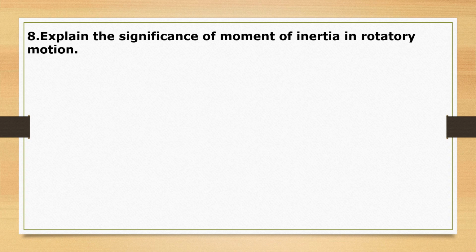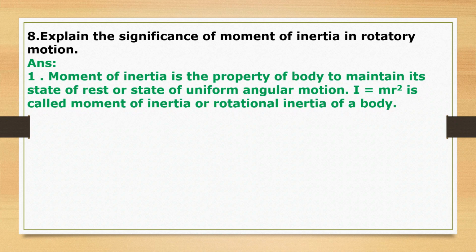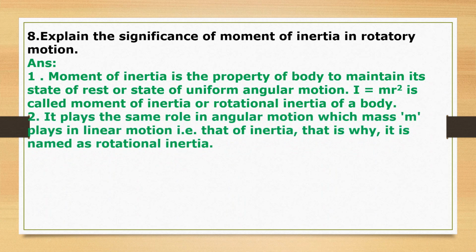Question number 8. Explain the significance of moment of inertia in rotatory motion. So the answer is number 1, property. Moment of inertia is the property of a body to maintain its state of rest or of uniform angular motion. That is I is equals to mr square, called the moment of inertia or rotational inertia of a body. It plays the same role in angular motion which the mass m plays in linear motion, that is that of inertia. That is why it is named as rotational inertia.